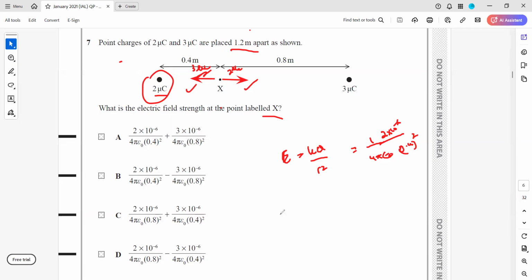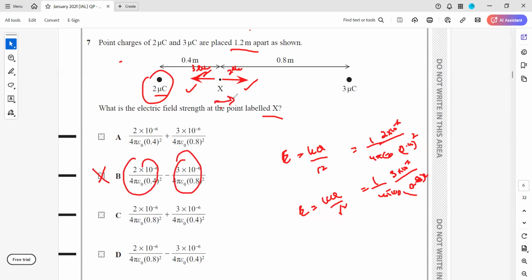The strength of the electric field because of the 3 microcoulomb charge is also kq over r squared. k is 1 over 4 pi epsilon naught, q is the charge, 3 times 10 to the power minus 6, and r is the distance at this point, which is 0.8, squared. Then the one with the higher value, I subtract from. It is obvious this one is larger, because the distance is increased for the other, so its value decreases. So B will be the right answer. As a result, there will be a resultant electric field at point X pointing toward the right-hand side. Is it clear?